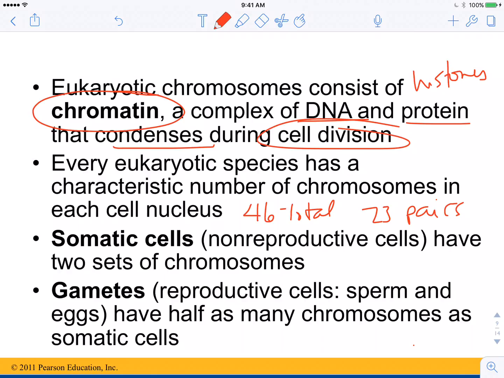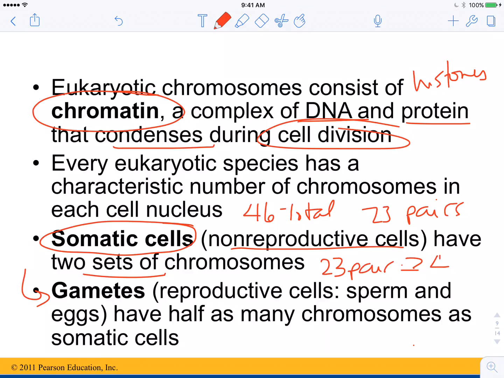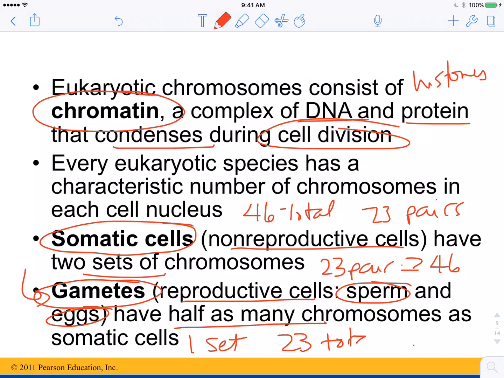In any organism, there are two main types of cells. Somatic cells are basically all of your cells, except for the gametes. Somatic cells are non-reproductive, and they have two sets of chromosomes, so again, 23 pairs or 46 total. Gametes are the other type of cells. These are your reproductive cells, your sperm and egg. Sperm and egg have half as many chromosomes. They only have one set, so 23 total chromosomes, only one of each pair.